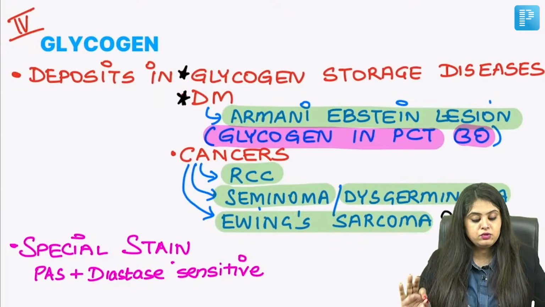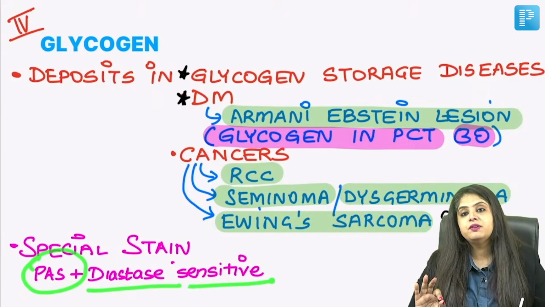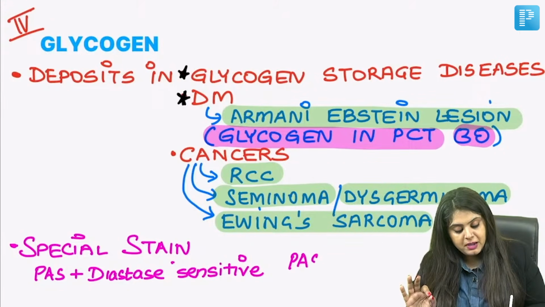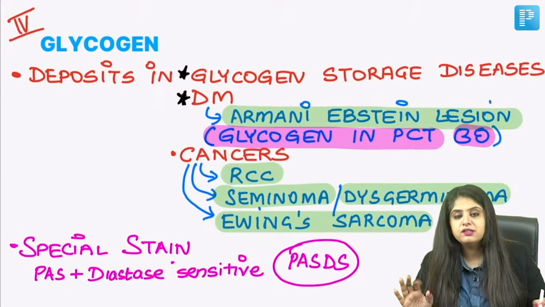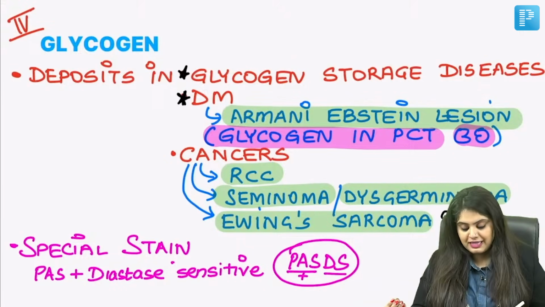Can I call glycogen PAS positive? Yes, it is pink in color. But if I put diastase, the glycogen will break off. So it is PAS positive, diastase sensitive, written as PAS DS. You might wonder what PAS DS is? PAS positive, diastase sensitive. That is glycogen.